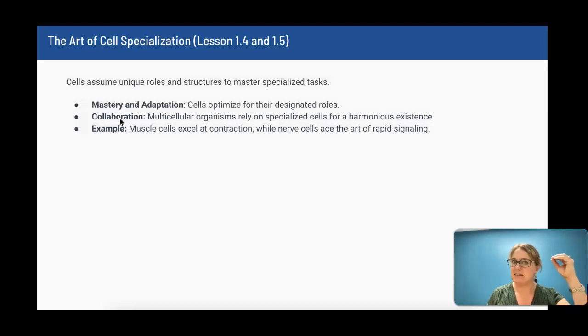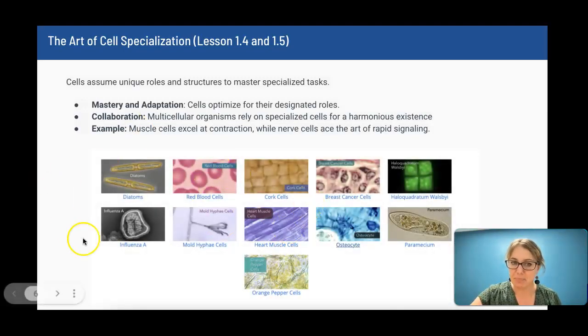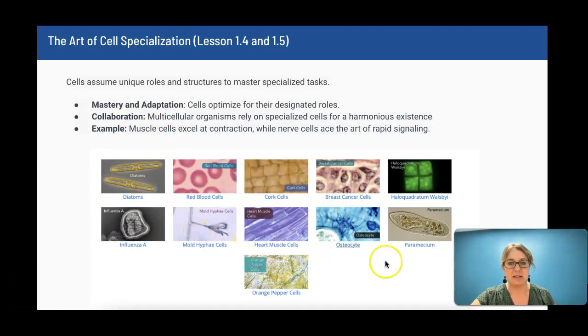So if that eye cell is doing its special function, but it's not still communicating with the brain cells, what's going to happen? So they've got to do their special thing, but they've got to collaborate and get it done. So you're going to get a chance in this lesson to look at these different cells and start to get an idea of how they differ. And then you're going to do some really cool stuff next. You're going to design your own supercell. So what would it be like if you could design a cell that could do anything, what would it be?